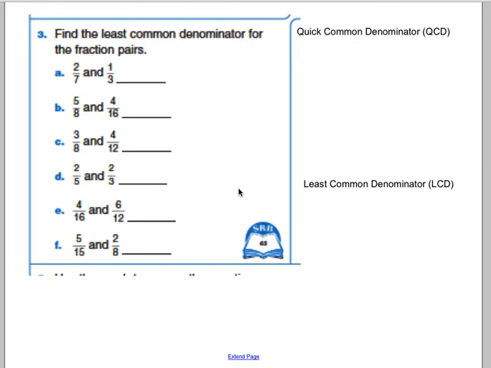Well, there's two things we're going to talk about. One is the quick common denominator, or QCD, and the other one is the least common denominator, or sometimes it's referred to as LCD. Now, the quick common denominator is a really quick way to find common denominators. All you do when you're finding a quick common denominator is multiply your two denominators together.